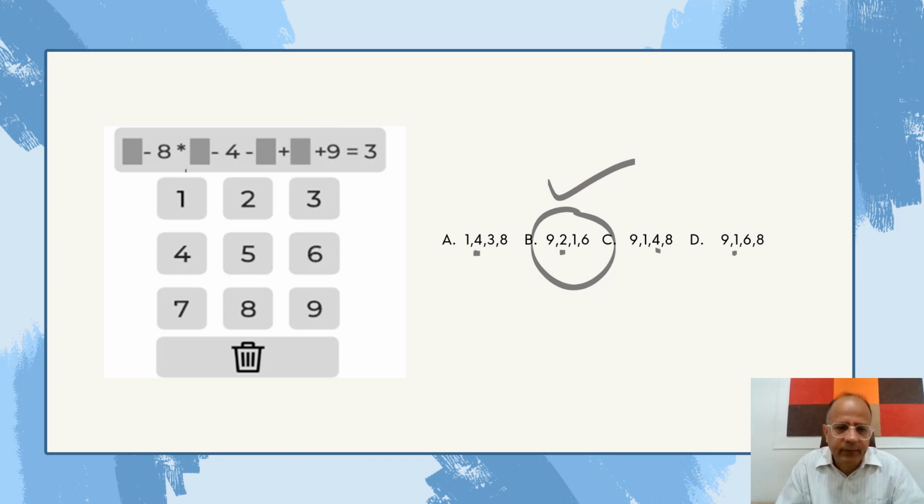Okay, so I started with 8 into something. I had a choice of 4, 2, and 1. 4 would make it 8 into 4 is 32, so that's going to be a real big number. So that's not going to be the case. 1 is going to be small.